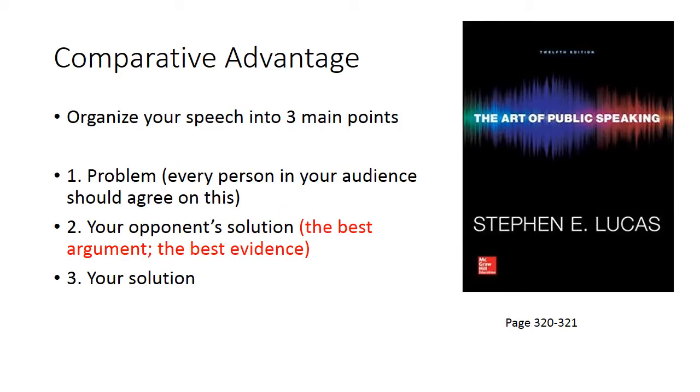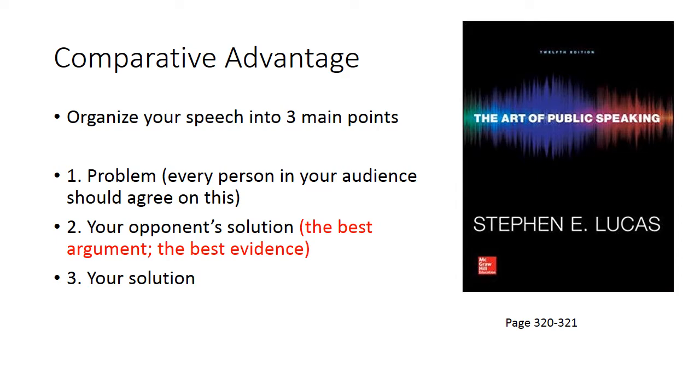The idea of comparative advantage can be found in this Stephen Lucas textbook, The Art of Public Speaking. This is the 12th edition that I use for my classes. In that class, it's found on pages 320 and 321. It's actually a relatively short section, so I want to take a moment to just elaborate on some of the ways in which I think this can be extremely helpful.